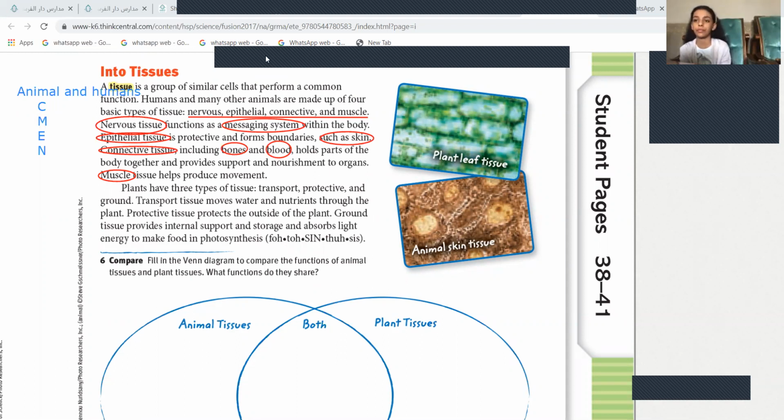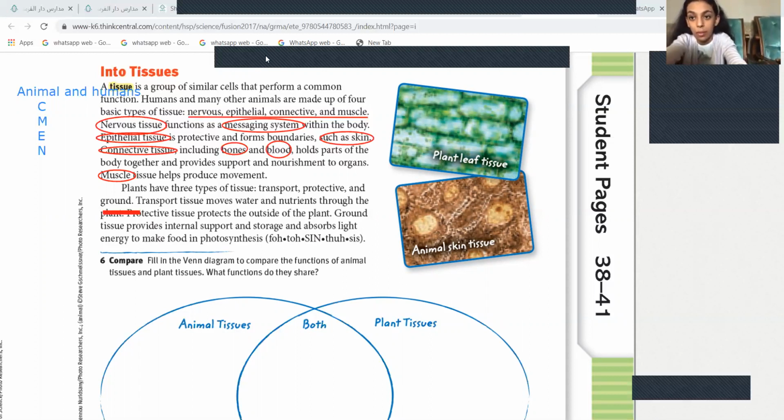C, connective. Say along with me, no problem. C, connective. M, muscular or muscle. E, epithelial. N is nervous. When I say nervous, you remember brain. It gives messages to your body. When I say E, epithelial, you must remember it's skin. When I say muscle, your movement. When I say connective, bones and blood. Okay?